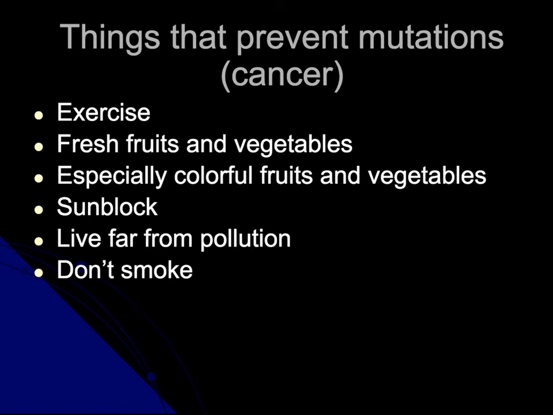So here are ways that you can prevent mutations. And one really well-known way is to exercise. Another is to eat fresh fruits and vegetables, especially colorful ones. That's kind of a rule of thumb, is when you eat colorful foods. Use sunblock when you're outside. Live far away from pollution. So if you know an area has a lot of factories or a lot of dumping in water, you don't want to live around there. You have to make the choice to not live around there.